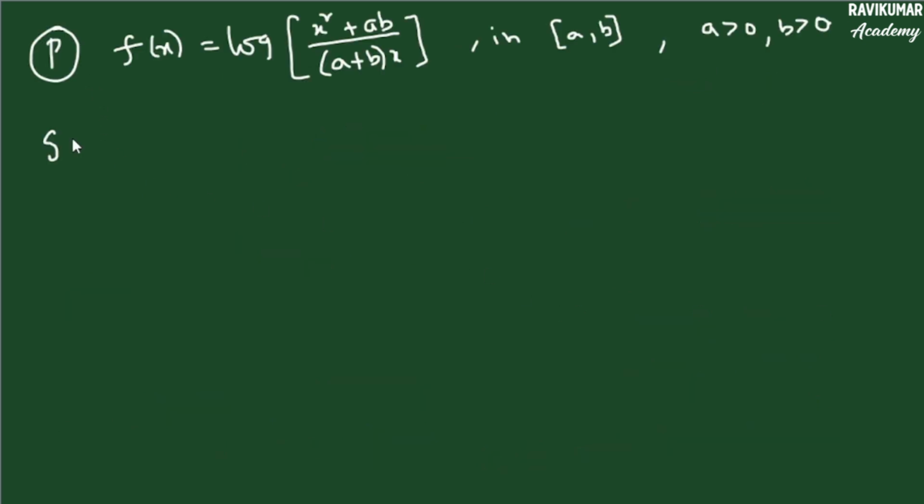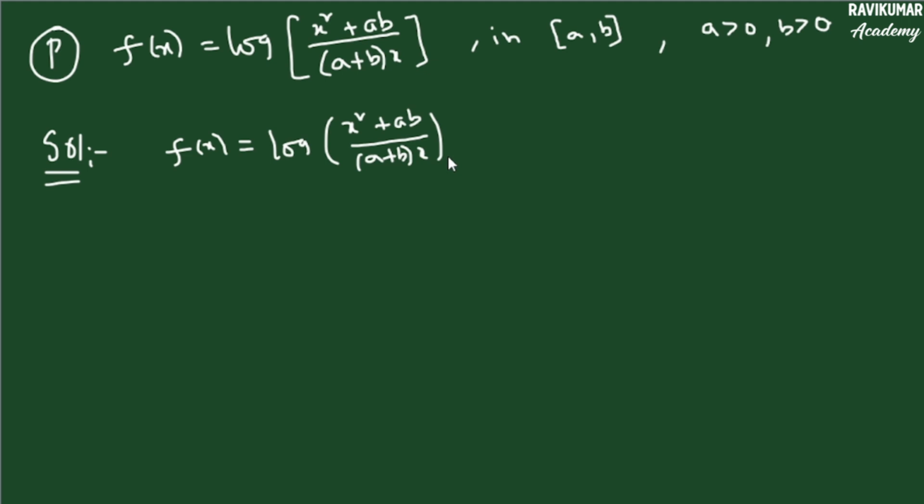Now we will move to one more problem. It is very important. So here the function is f of x is equal to log of x square plus ab by a plus b into x. Here the function is x square plus ab by a plus b into x. The interval is ab and obviously b is greater than a and that is positive. A is given as positive.